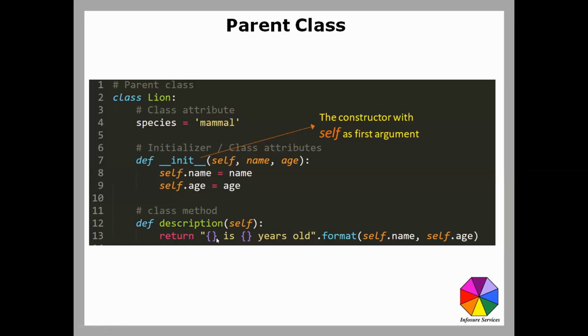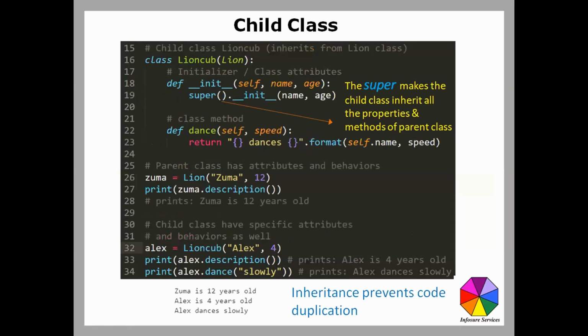So this is a class method. So the lion class has two properties, name and age, and it has a method called description. So the parent class is clear. Is that clear in the parent class? Yes. Okay, so let's move on.